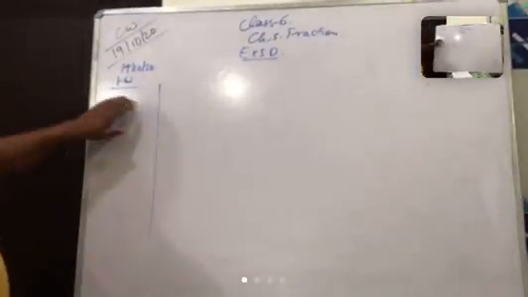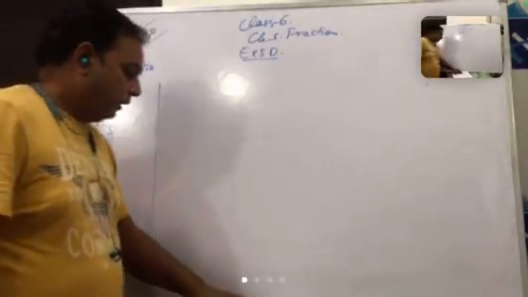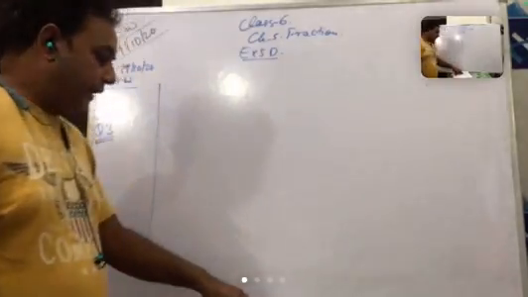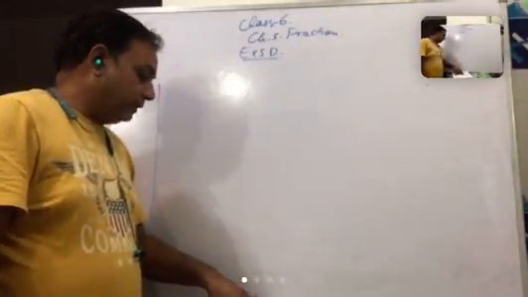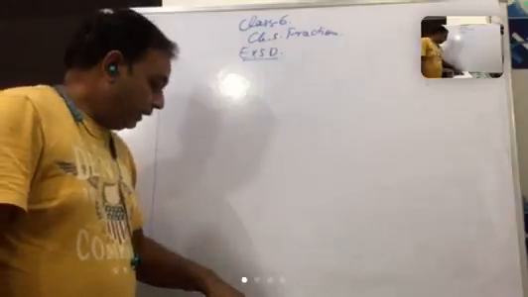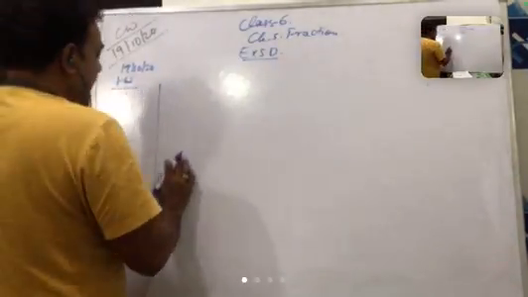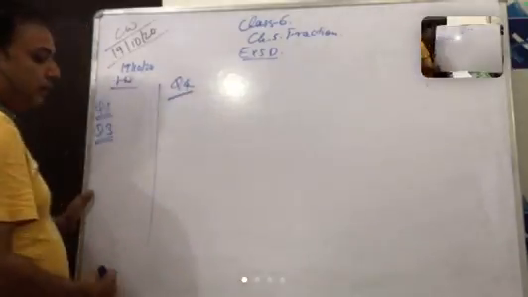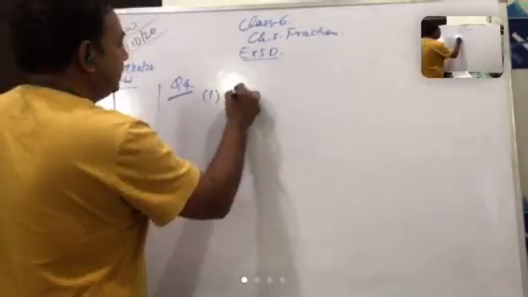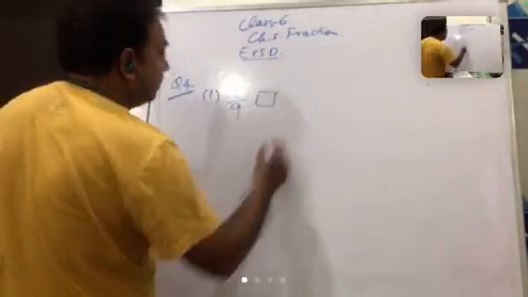Now read question number four. Fill in the blank. Everyone read the question by yourself. Fill in the blanks with the correct sign, less than or greater than sign. Question number 4, first part is 8 upon 9 and 5 upon 9.